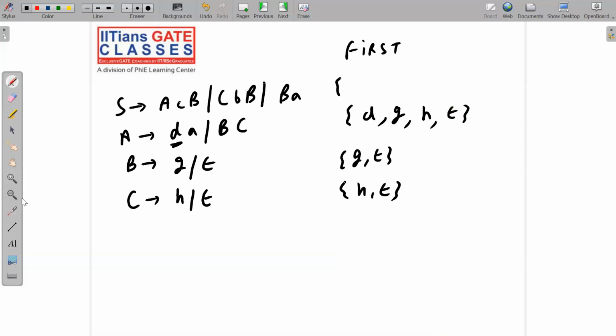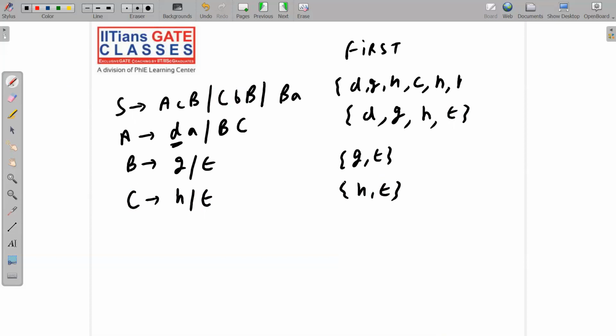Now see here carefully. First of S. First of S is first of A, so copy paste first of A first. So we will get D, G, H. And since we are getting null, whenever I put null here, I will get small c. So I will put small c. Next, first of S is first of C. First of C is C, copy pasted: H and null. So I will put H. And since capital C can go to null, so we will get B.